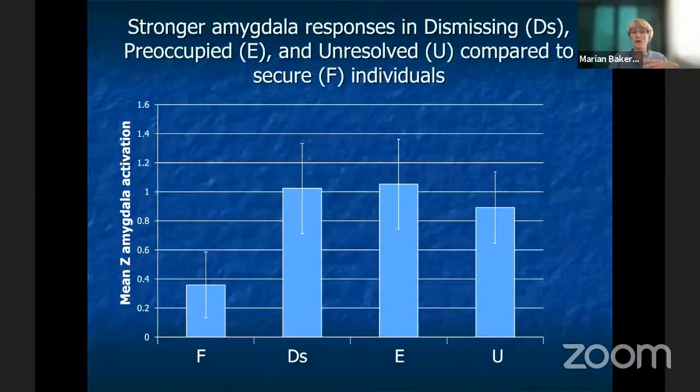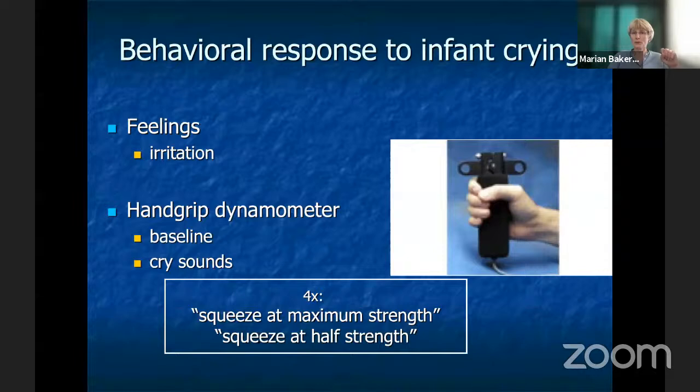And we found that for all three insecure attachment categories, so DS, the dismissing, the avoidant, the E, the overwhelmed, and the unresolved, the F, the free, autonomous, the secures, show the lowest amygdala reactivity to infants crying. Moreover, we asked them in the same session, but outside the scanner, what they felt during infant crying.